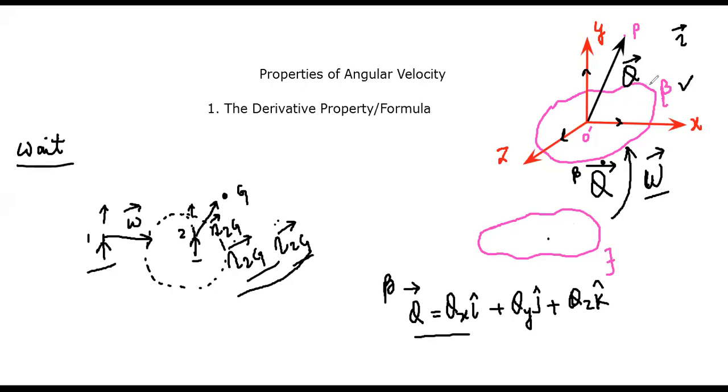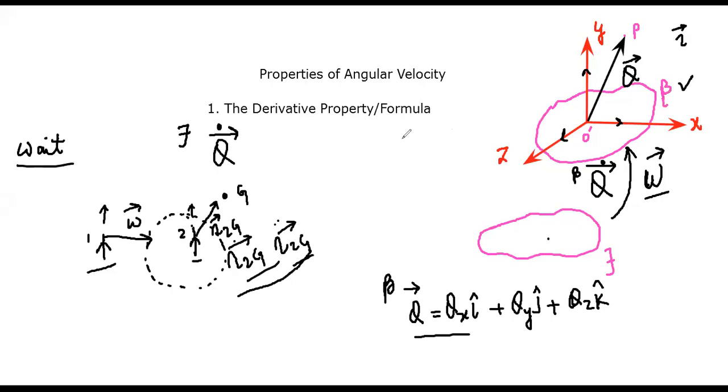Now let me rewind the problem. We have two frames of reference, a ground frame of reference, J, and a moving frame of reference, beta. We are defining a vector q with respect to the beta frame of reference. We are taking the derivative of this vector q with respect to the beta frame of reference. Where is the vector defined? The vector is defined in the beta frame of reference, so its derivative is to be taken with respect to the beta frame of reference.